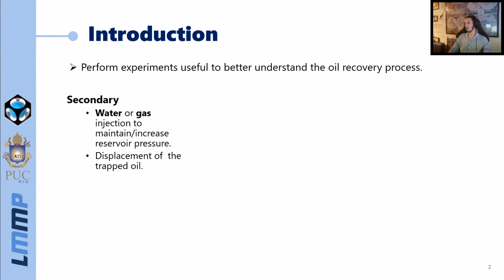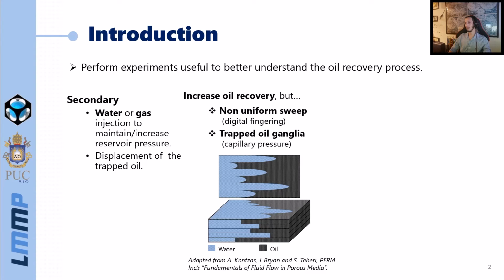Briefly speaking, secondary oil recovery consists of the injection of water or gas to pressure the reservoir. Because of the viscosity difference and capillary effects, a large part of the oil still remains inside the reservoir after the secondary recovery. Thus, tertiary methods are used to mobilize the trapped oil. These methods comprehend different strategies, such as the injection of chemicals, particles, and the addition of heat.